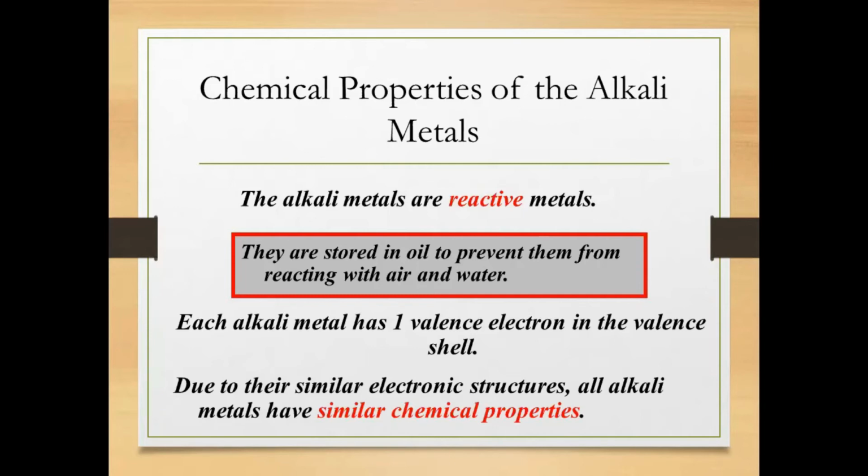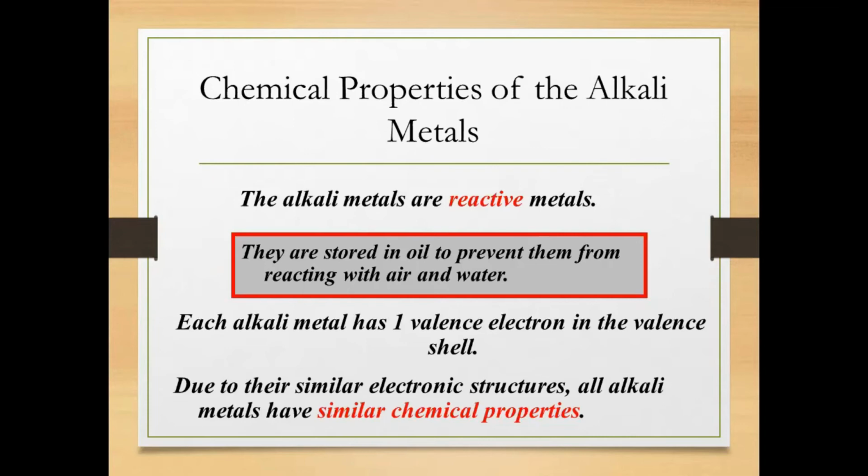When we are moving down the group, their reactivity will increase. That means francium is the most reactive metal in the periodic table, but it is radioactive. So generally cesium is the most reactive element or metal. We have to store these metals in oils, because if we don't, they will react with water and it may be explosive. They are such reactive metals, so we have to store them in oils to avoid exposure.